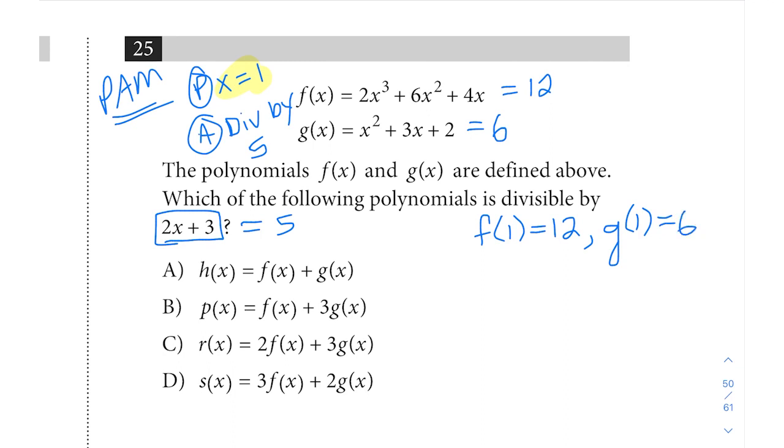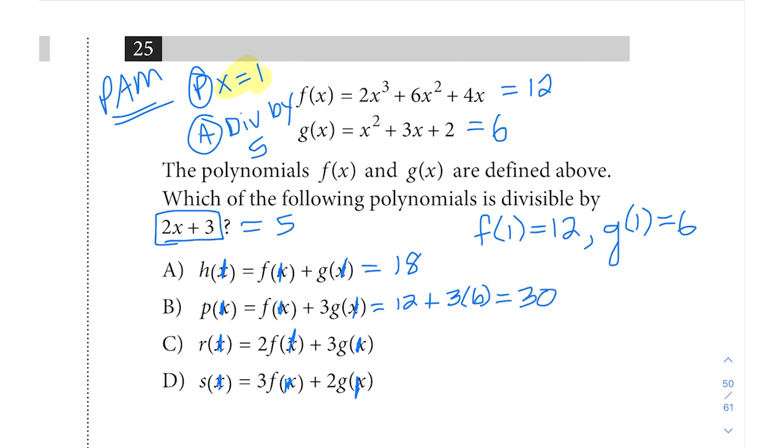We said that f of 1 was 12, and I know it's written above, but I'm just going to rewrite it down here in case we move the screen around a little bit. And g of 1 is 6. So for answer choice A, we're plugging in a 1 for x everywhere we see an x. Here, h of 1 would be f of 1 plus g of 1. Well, that's 12 plus 6, which is going to come out to 18.